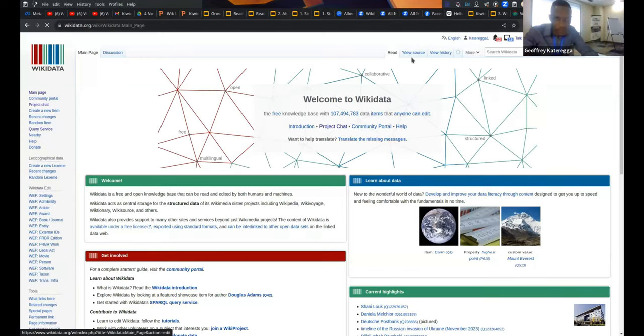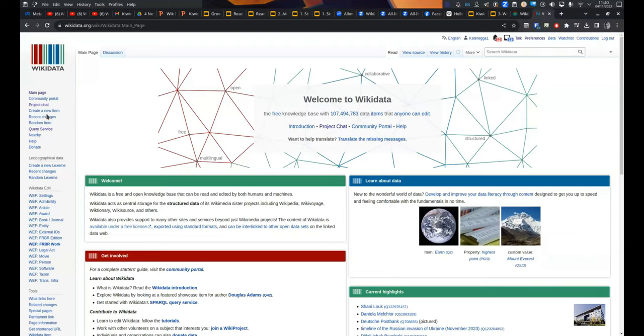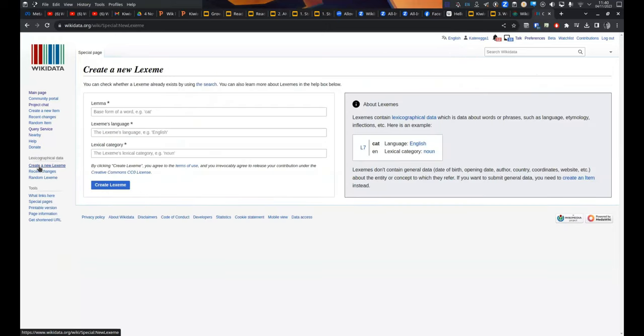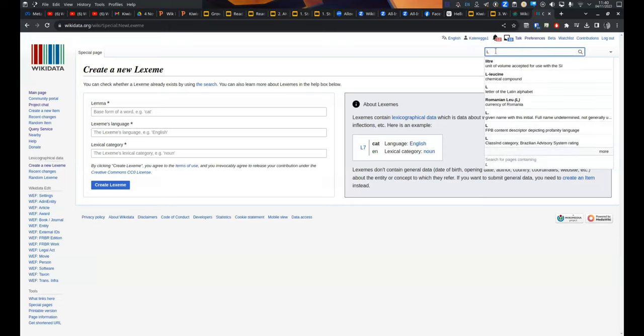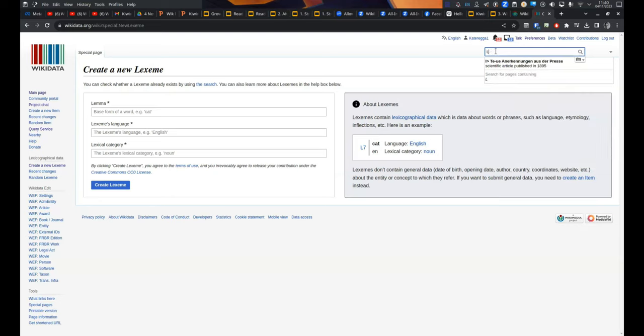So, when you go to wikidata.org, on the left pane, under the lexicographical data, you would be able to see a link where you can create a new lexeme. Find random lexemes, recent changes. In case you are going to create a lexeme, it would ask you for the lemma. You can think of it like the root word. And it will ask you for the language in which you want to create a lexeme. And it would ask you for the lexical category, which is the part of speech.